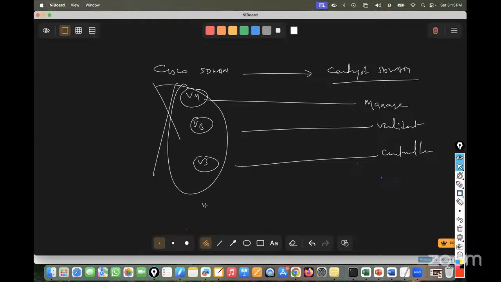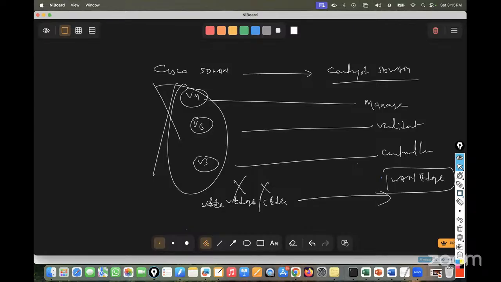And whatever the vEdges you have and cEdges you have, that all is replaced. There is no vEdge nowadays, and there is no cEdge as well. Only one thing, that is the WAN Edge. So you're going to find this term. We'll see how it is going to be.